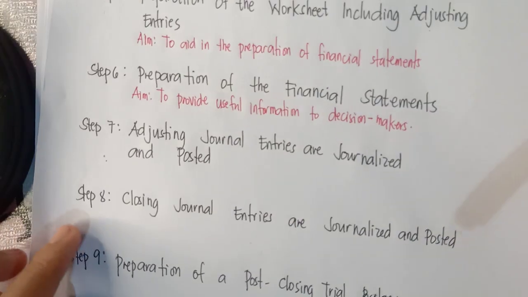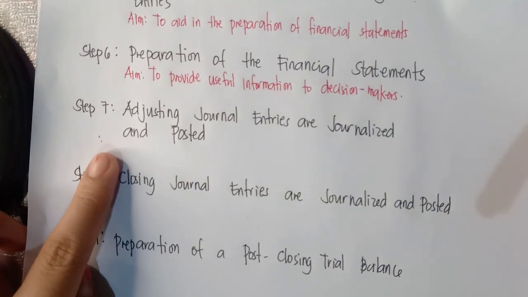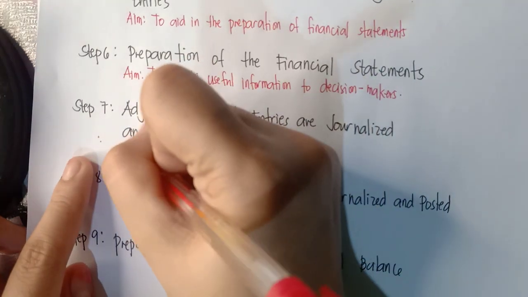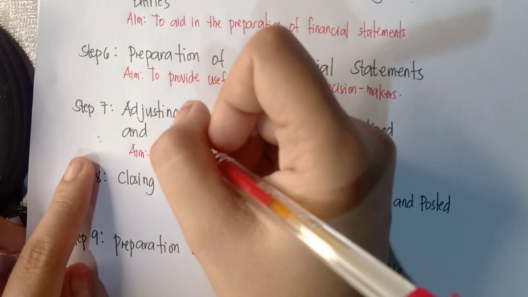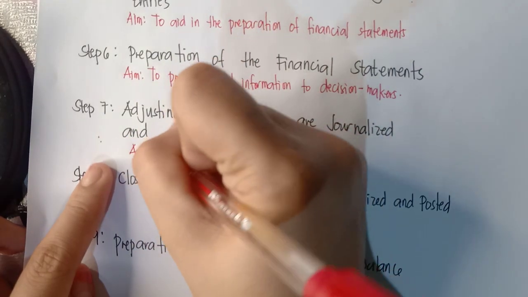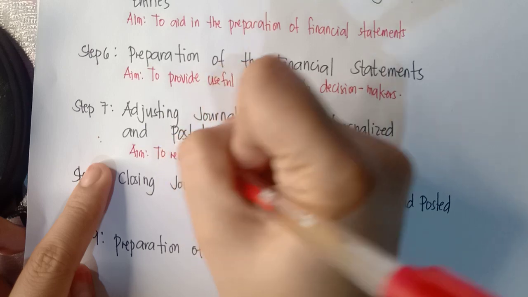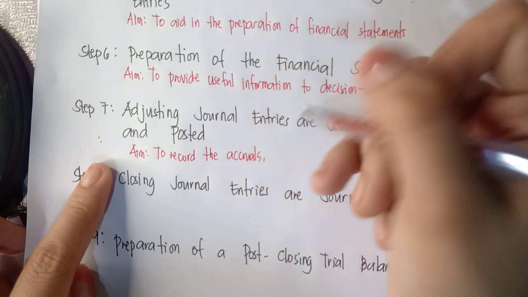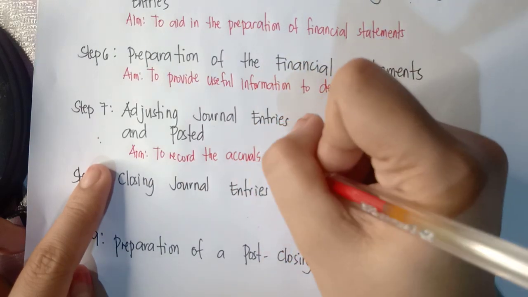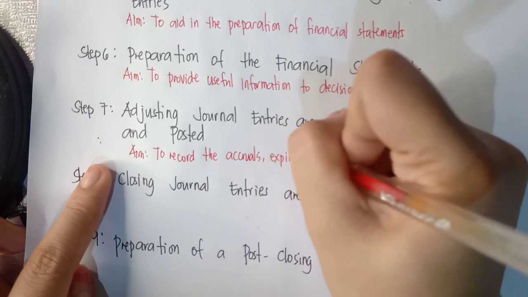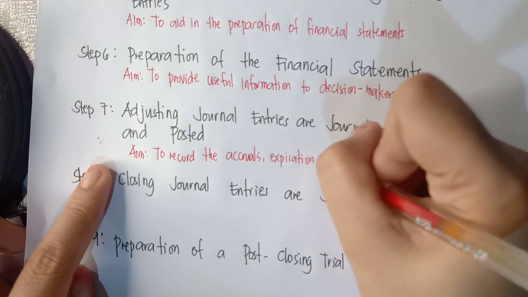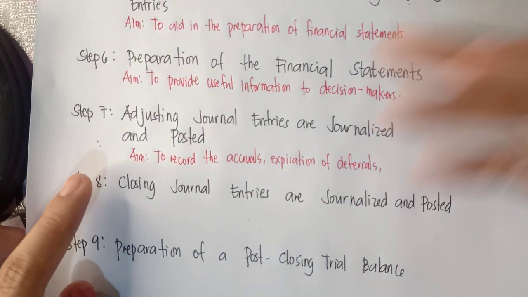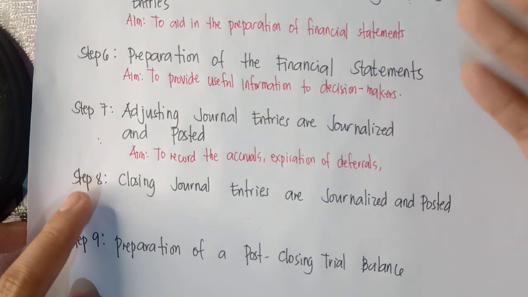Okay, so next, we have step 7, adjusting journal entries are journalized and posted. So, what is the aim of this step 7? Ang aim nito is to record the accruals, the expiration of deferrals, and so on and so forth, the estimations and other events from the worksheet.